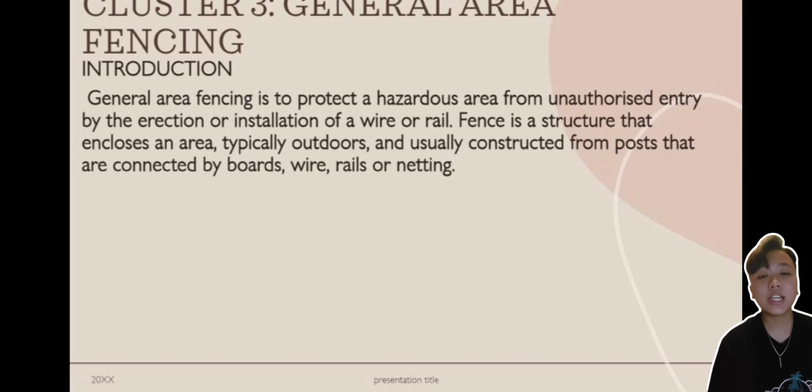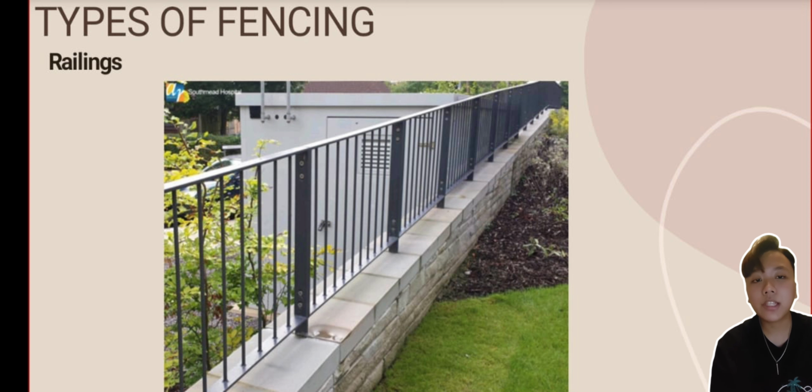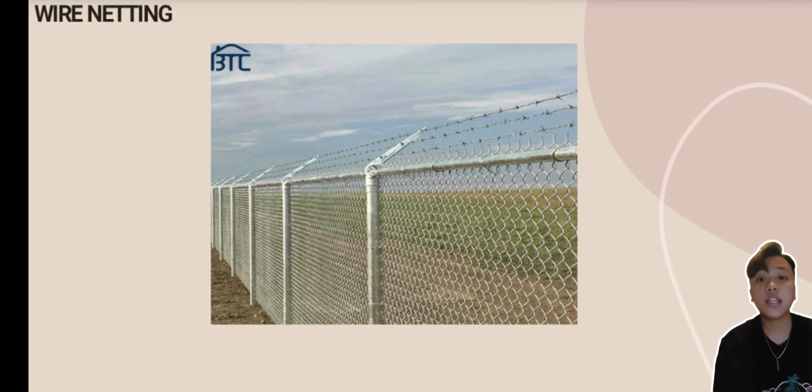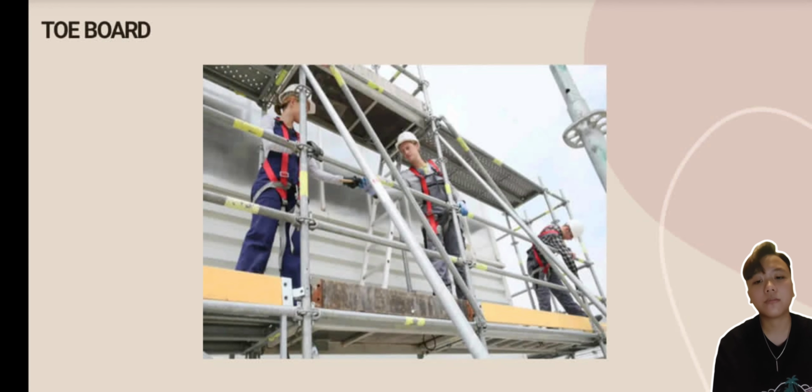So cluster 3 is general area fencing. The introduction for this topic is to protect a hazardous area from unauthorized entry by the erection or installation of a wire or rail. A fence is a structure that encloses an area, typically outdoors, and usually constructed from posts that are connected by boards, wire, rails, or netting. The types of fencing: the first one is rails, then screens, wire netting, and the last one is toe board.